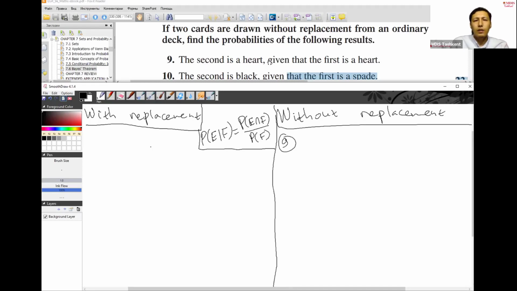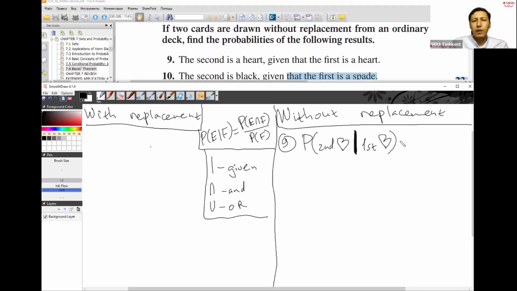The second is heart, given that, so the probability that the second card is heart, given that the first is heart. If there's the word given, that means you have to put this symbol. This means given. This is and. This one is or. So given that the first is heart, here we have 52 cards. I take out what? Heart.